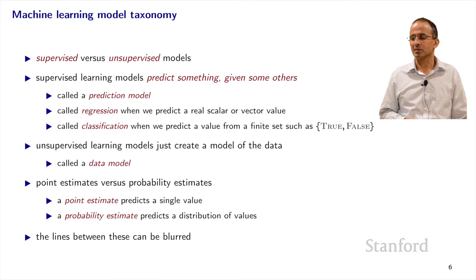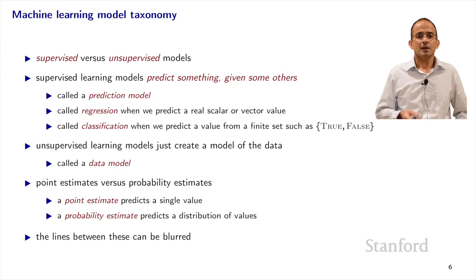Of course, if you've got a probabilistic estimate, you might then use it in order to construct a point estimate. You might say, well, if the probability is greater than 50%, I'm going to decide that it's an elephant rather than a dog. One of the advantages of a probabilistic model, of course, is that it's more informative. And as a result, you can make decisions that take into account your own tolerance of risk.